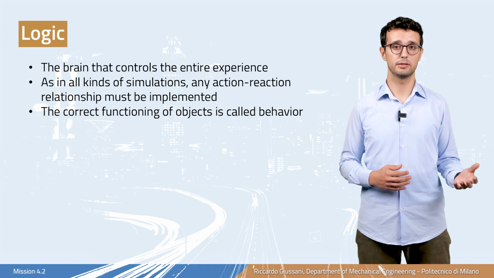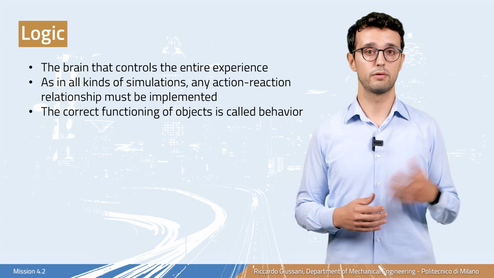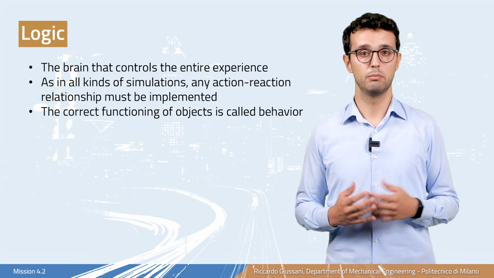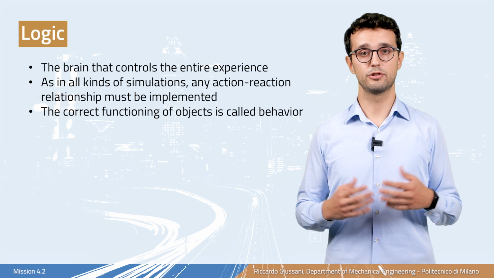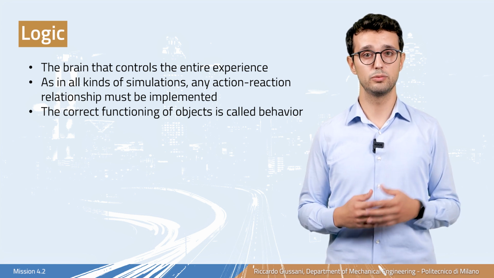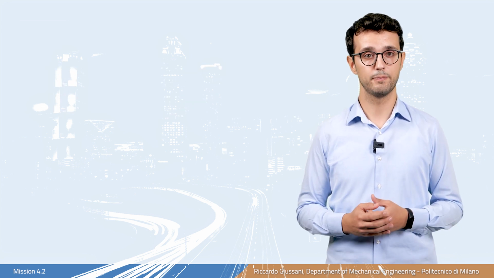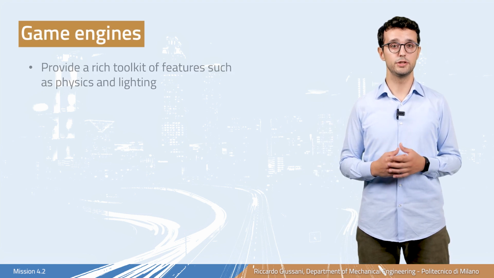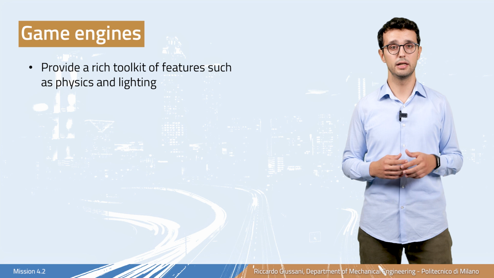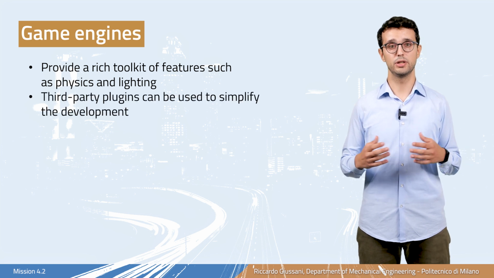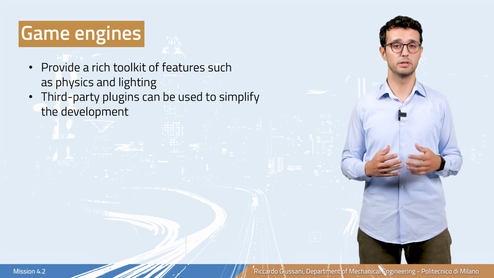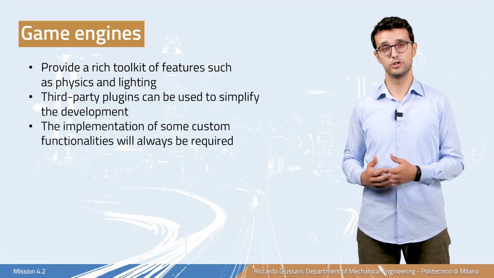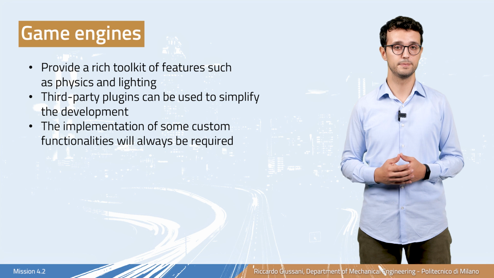I press a virtual light switch and the virtual light turns on. The 3D model of the light switch has nothing to do with the 3D model of the light bulb, but with the appropriate code, we can create a link between these two objects to make them behave in a realistic way. We must recall that game engines provide a rich toolkit of features, such as physics and lighting, and numerous third-party plugins can be often exploited to simplify the development of an XR application. Anyways, the implementation of some custom functionalities will always be required.